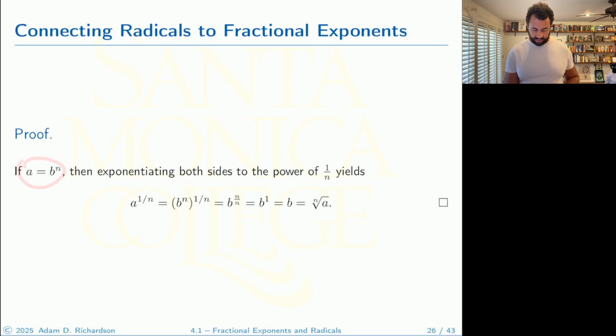Starting here, raise both to a 1 over n. We get a to the 1 over n equals b to the n, to the 1 over n. Properties of exponents say that we can multiply those two exponents. We get n over n. N over n is 1. B to the 1 is b. And b is the nth root of a by definition. So again, we're showing that this is equal to that radical right there. Okay?